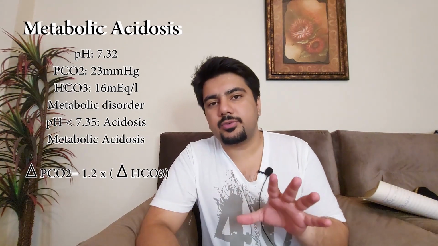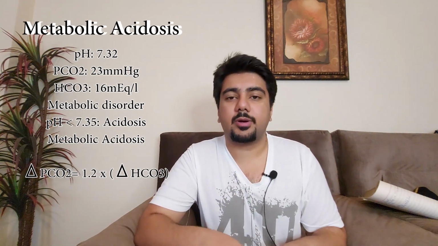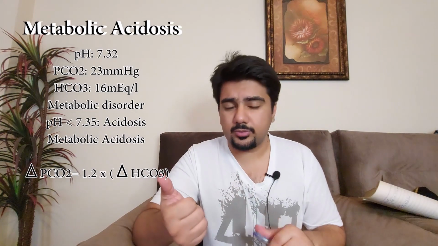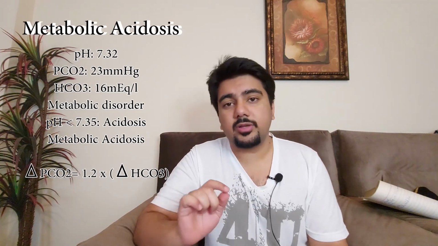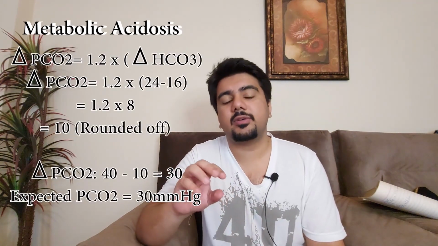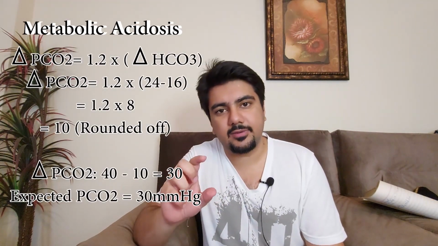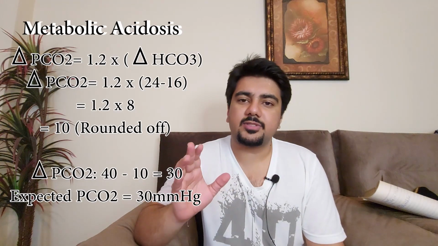I'm going to throw the Winter's formula up on the board, and you can see that it is delta PCO2 is equal to 1.2 multiplied by delta bicarb. At the start of the video, I told you guys there are going to be some normal values, which is 40 for PCO2 and 24 for bicarb. Let's throw these values into the equation, and from the example, we're going to take another value of the bicarb, which is 16. So the equation becomes something like this.